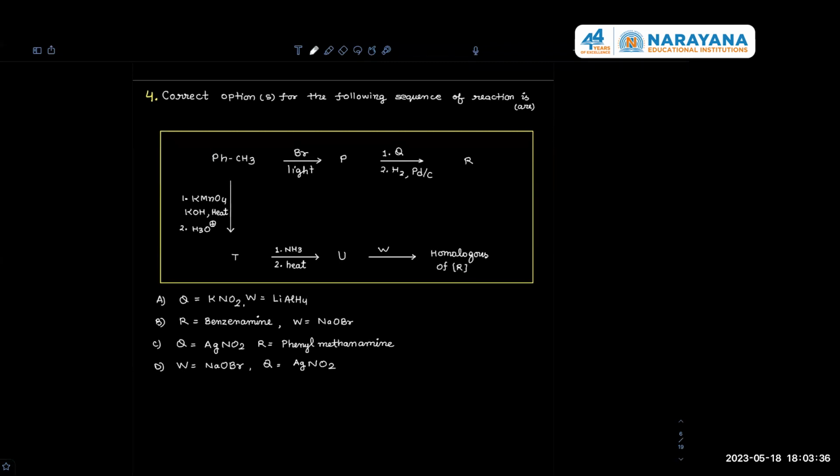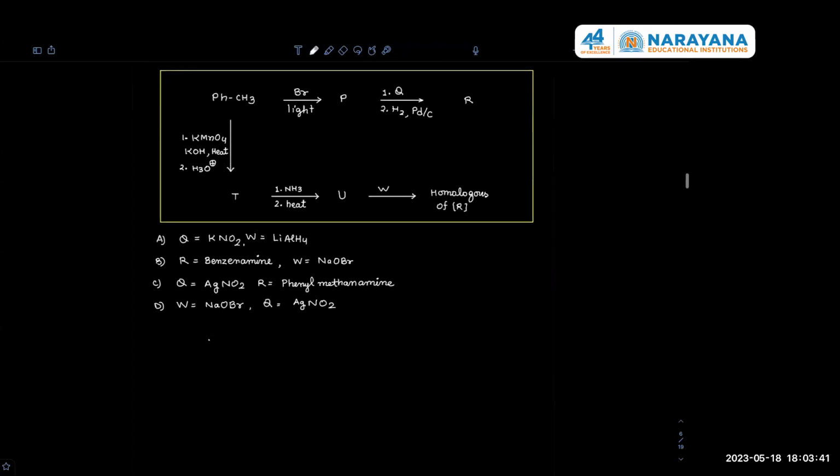One student is asking, what is the meaning of homologues? Okay, I'll solve this. Now you see this question. First, they have given PhCH3 that will convert into PhCH2Br. That is okay. Then they are asking some Q. Then H2/Pd-C, and we are getting some R compound. By KMnO4/KOH, obviously you will get COOH after workup. That compound is T.